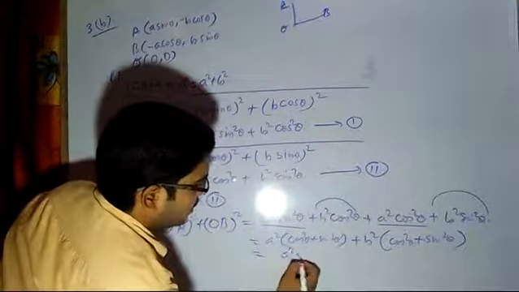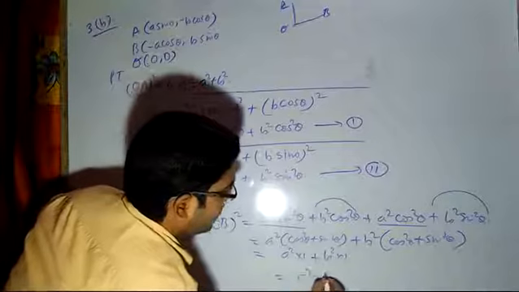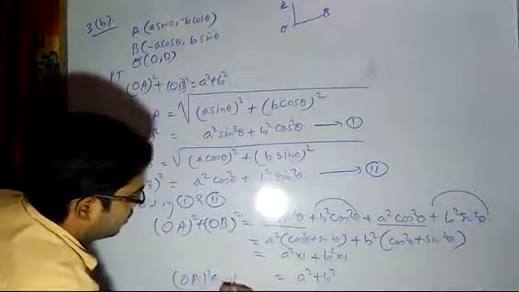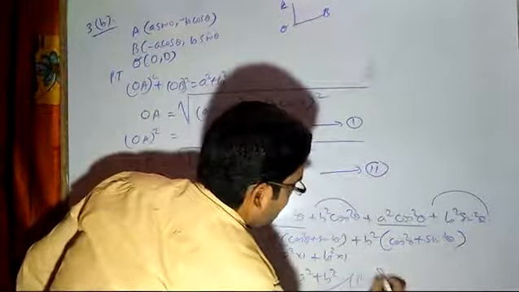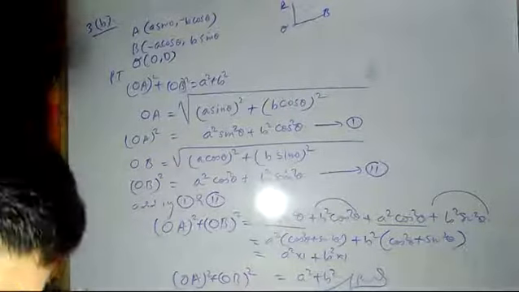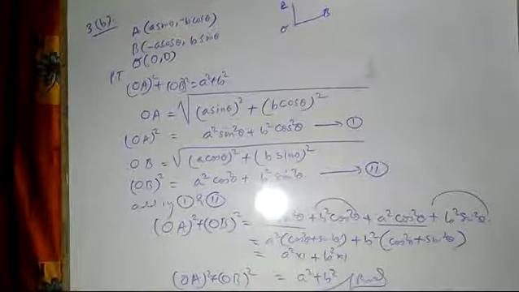So A square multiplied with 1 plus B square multiplied with 1 is A square plus B square, and this is OA whole square plus OB whole square, and this is what we have proved. In this way we are going to solve the numerical problems related to this type of distance formula and section formula. Actually, section formula I will be starting tomorrow.